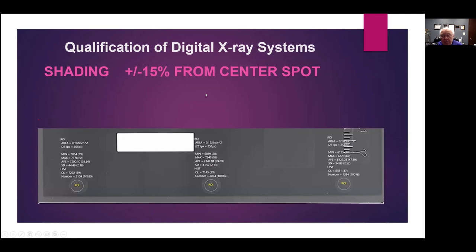Uniformity. So you take a reading. In the end, there are three little blocks or bullets in the end of the phantom. You take your reading in the middle and then the two outer ones. And again, they have to be within plus and minus 15% of that center spot in pixel value.